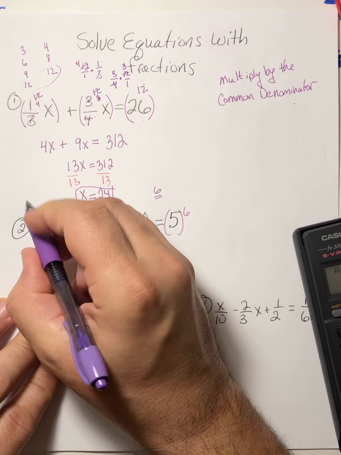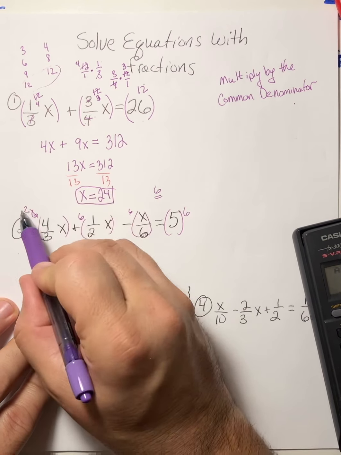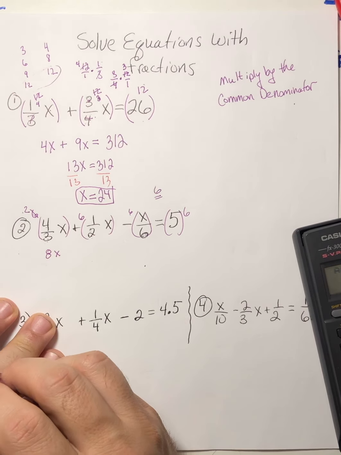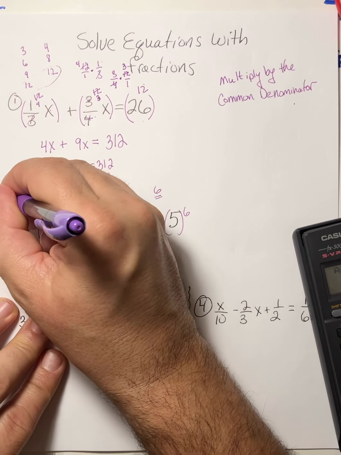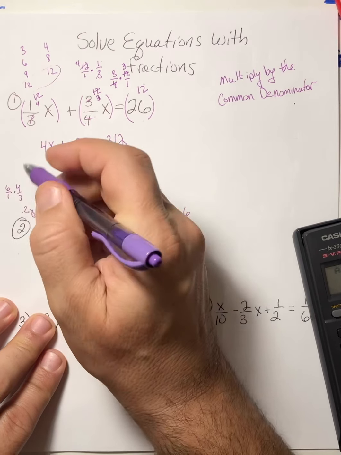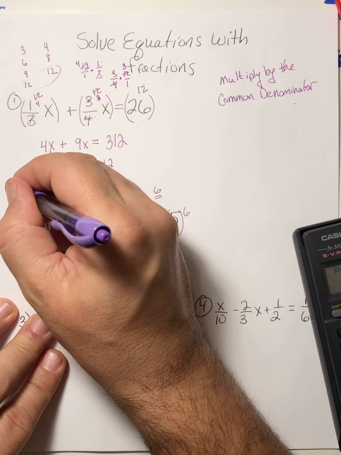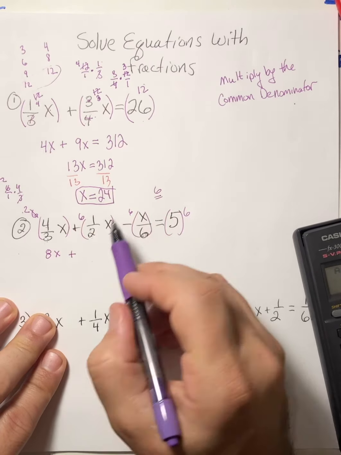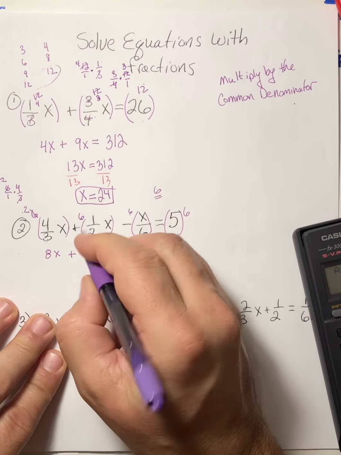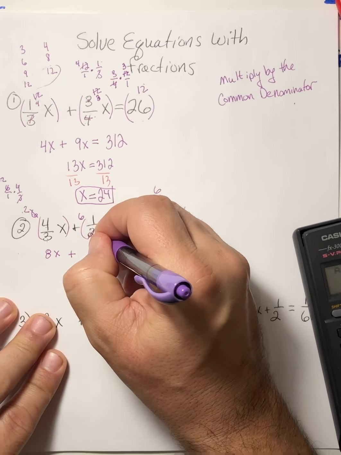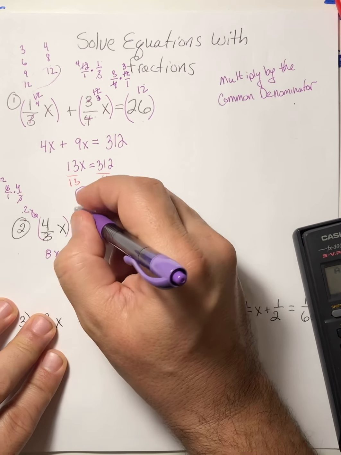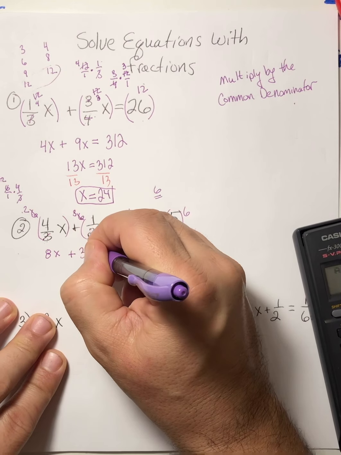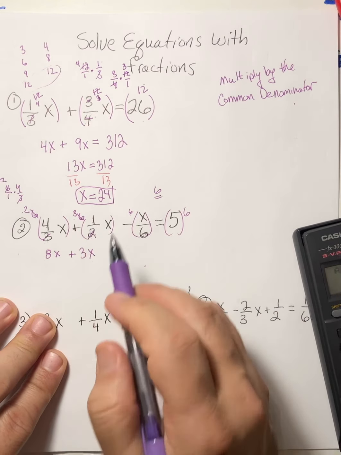3 goes into 6 twice. 2 times 4 is 8x. And remember, 6 over 1 times 4 over 3. 3 goes into 6 twice, 2 times 4. Plus, there we go, 2 goes into 6. That's right, 3 times. 3 times 1. So we have 3x. 3 times 1 times x.